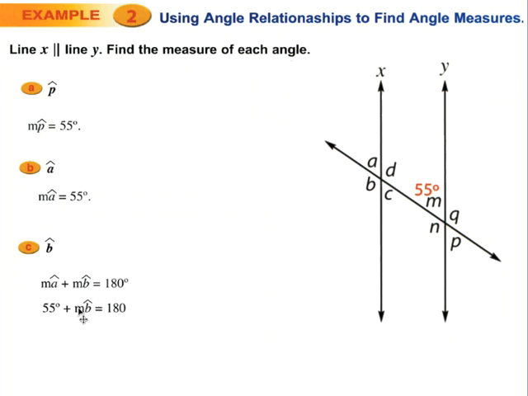Okay, how can I find only B? If I subtract 55 from both sides, 55 minus 55 is 0, and 180 minus 55 will be equal to angle B. So the measure of angle B is equal to 180 minus 55. So what is 180 minus 55? 125. So the measure of B is equal to 125 degrees.